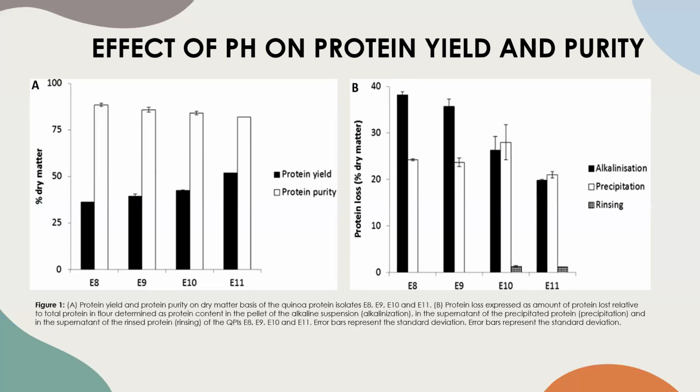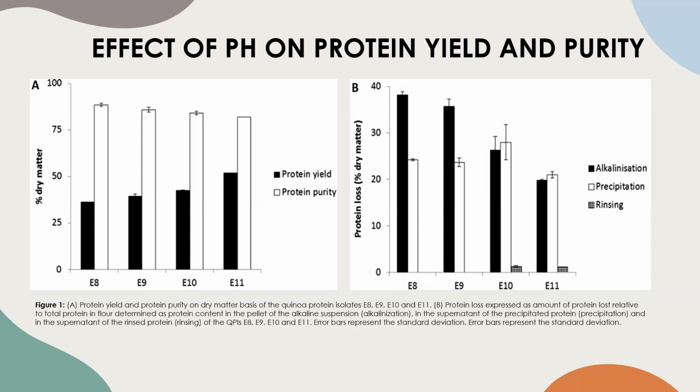Say you have 100 grams of flour and 20% protein. So out of that 100 grams of flour, you have 20 grams of protein. But then you were only able to get out 10 grams of protein, so your yield is 50%. So you were able to get 10 out of the 20 grams of protein.